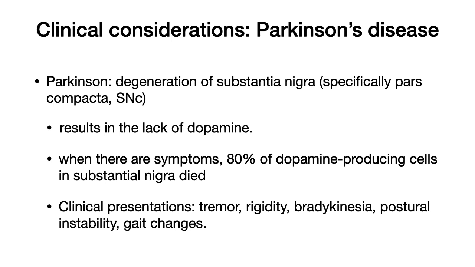In Parkinson's disease, we can observe degeneration of substantia nigra, specifically the part of substantia nigra called pars compacta. In patients with Parkinson's disease, there is a lack of dopamine. It is a type of neurotransmitter. When there are symptoms, 80% of dopamine-producing cells in substantia nigra have died. The patients with Parkinson's disease usually present with tremor, rigidity, bradykinesia, postural instability, and gait changes.